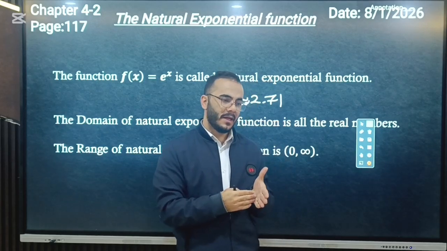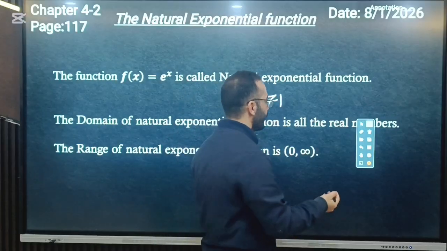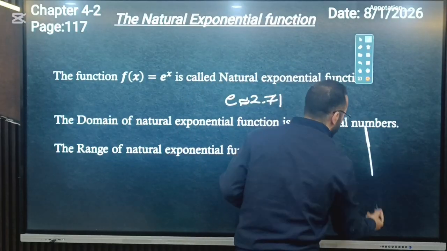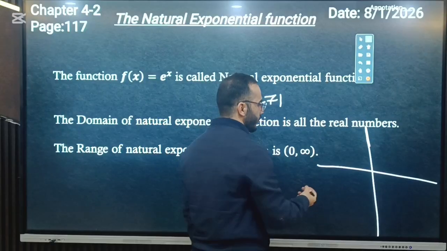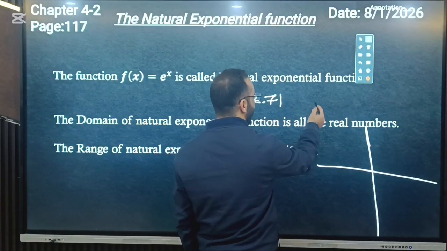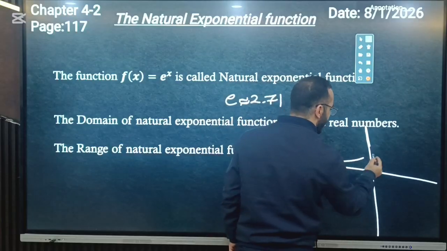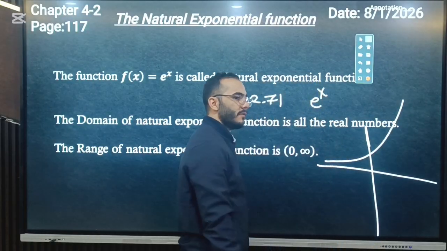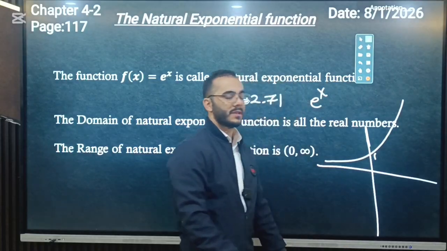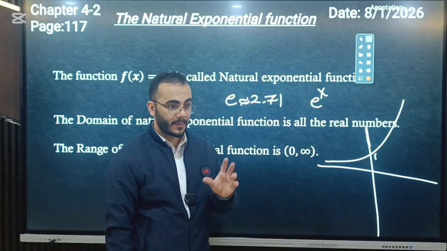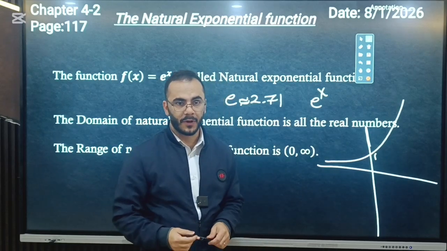Since e is a number greater than 1, the parent function would be a growth exponential function. Imagine here is the coordinate plane. So the graph of e powered by x, since e is greater than 1, is going to become a growth exponential function. All right? And of course, this point is (0, 1), because the growth and decay exponential parent function always goes through (0, 1). Take care of this point.